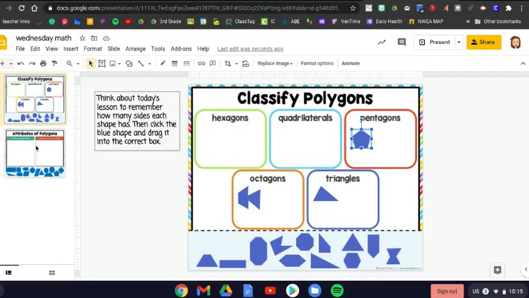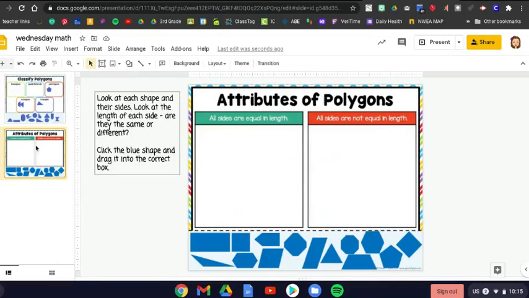Then over here, you do have a second slide. Some of us yesterday missed the second slide. You have 2 things to do. Okay, so this one says, look at each shape and their sides. Look at the length of each side. Are they the same or are they different? Click the shape and drag it into the box. So the first shape is a rectangle, and I'm going to go over here and make it big so you can see.